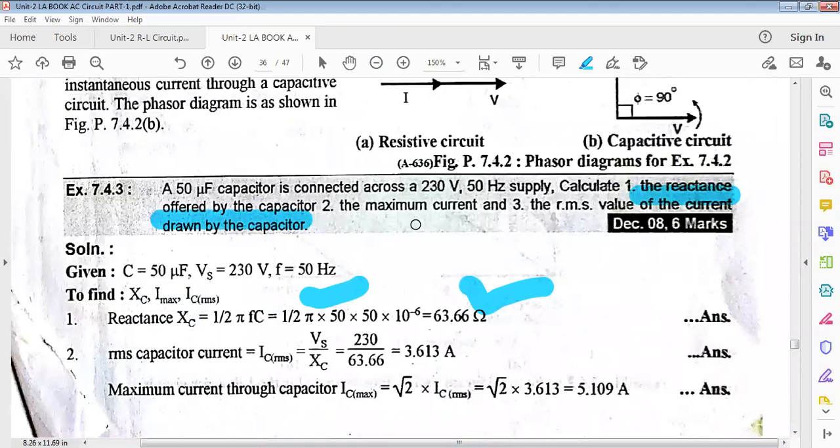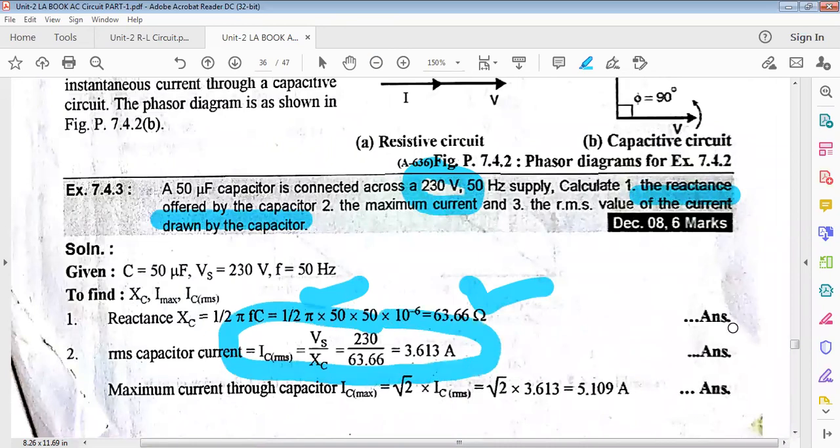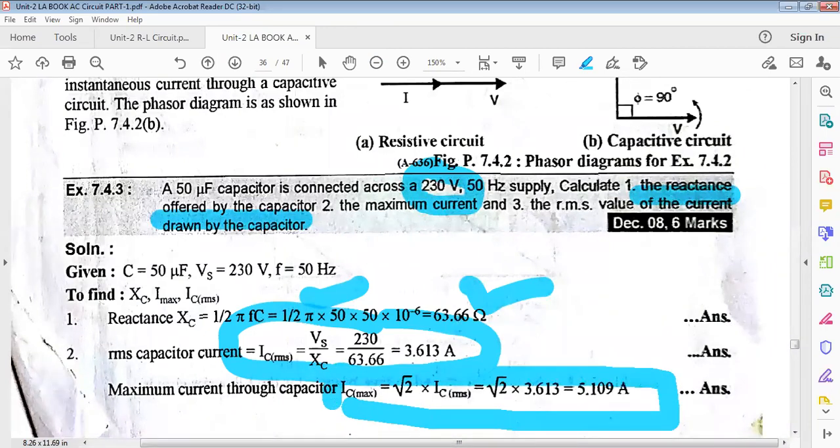Maximum current. Now how will you calculate maximum current? Now you know VRMS, you know XC. So VRMS divided by XC, what will you get? IRMS. Correct. And then you can convert IRMS by multiplying with √2. You will get the peak.